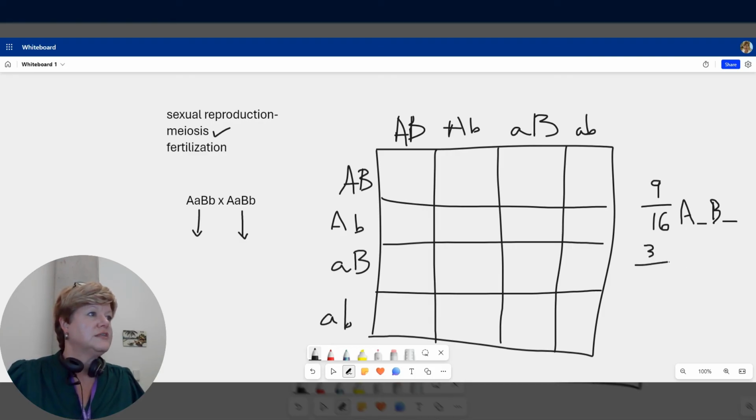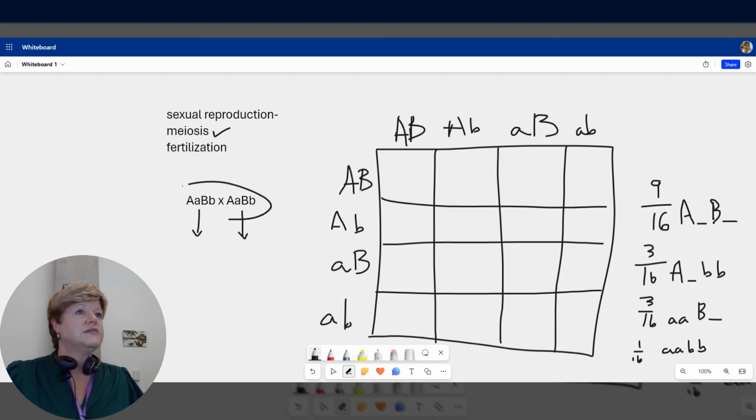3 out of the 16 will have a pattern that has a big A and either a big or little a, and a little b, little b. 3 out of 16 will be little a, little a, big B, and then either big or little b. And only 1 out of 16 will be all lowercase, all recessive.